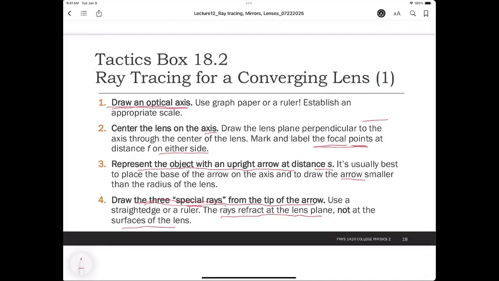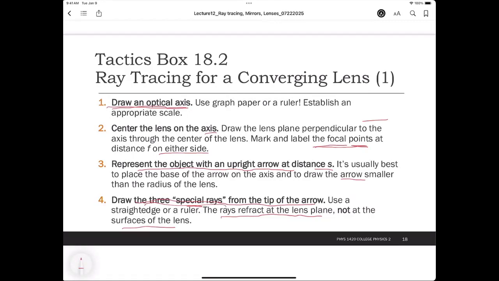Step 3: represent the object with an upright arrow at distance s. It's usually best to place the base of the arrow on the axis and to draw the arrow smaller than the radius of the lens. Those three steps are just the same for the divergent lens.